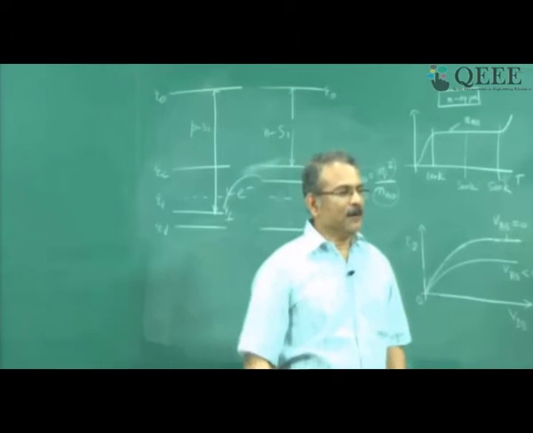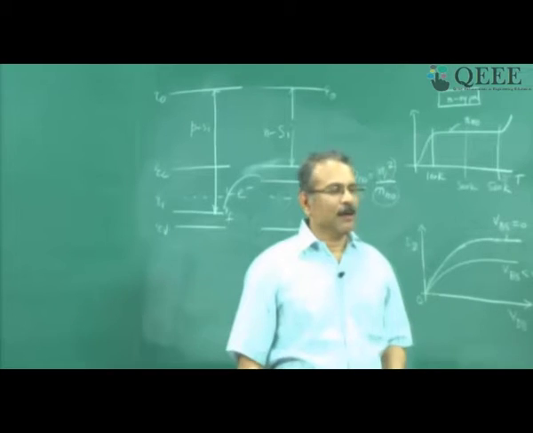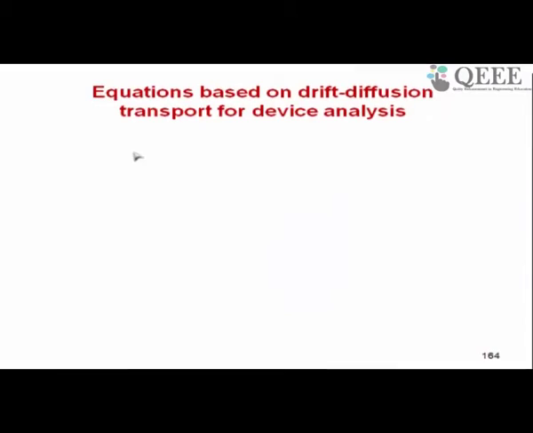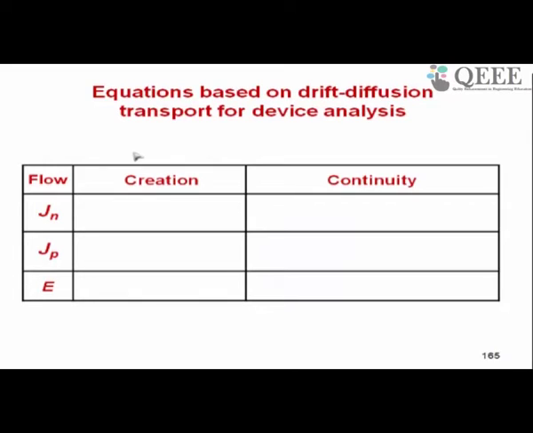Now let me quickly show you the equations that are used for device analysis. Normally we use 6 equations, but these 6 equations are related to the 3 types of flows, that is flow of electrons, flow of holes, and the electric field, which can also be regarded as a flow because all these can be represented using lines. For each of these flows you have 2 equations, one that talks about creation of the flow and second which talks about conservation of lines or particles in the flow.